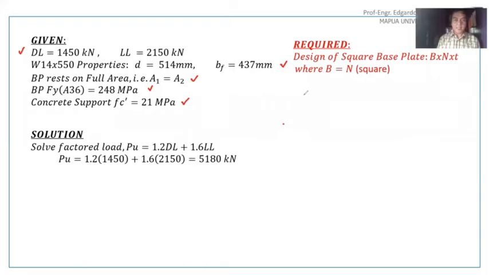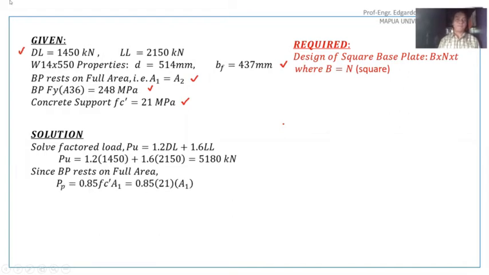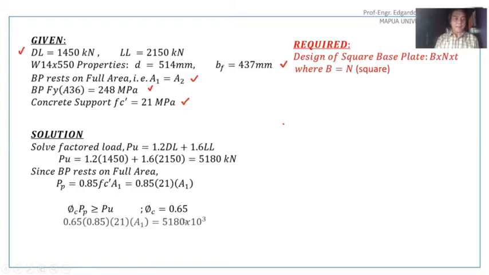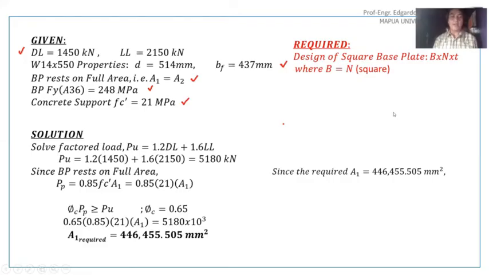So next, since the base plate rests on full area, that would be our P sub P, 0.85 times 21 fc prime, tas yung A1 yan yung unknown. Okay? So with the design principle of the NSCP on column base plate, considering bearing, the resistance factor is 0.65. So that's for bearing. Then 0.65 times P sub P, which is 0.85 of 21 times A1. Just equate it with the ultimate load, which is the 5180 times 1,000 to make it newtons, to make our equation consistent. So from there, I could come up with this area required, A1, 446,455 square millimeters.